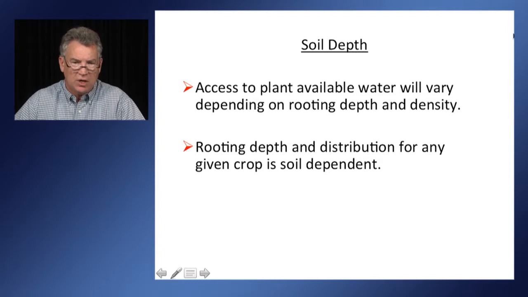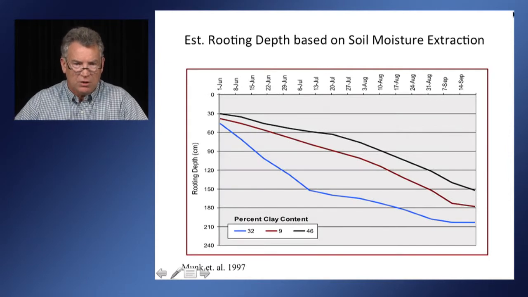Rooting depth and distribution for any given crop is soil dependent. I illustrate that in the following graphic, in which we had cotton planted on pretty much the same date at three different locations and three different soil types. Particularly as we move into the later season, the actual rooting depth for some soils is quite shallow, in this case about 3 feet or so in mid-August. However, in other soil types, that rooting depth might be as deep as 6 feet or so. So we're extracting different amounts of water and have access to different amounts of water depending upon the site and location.